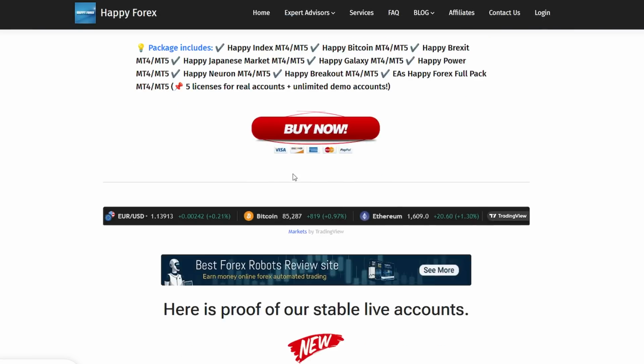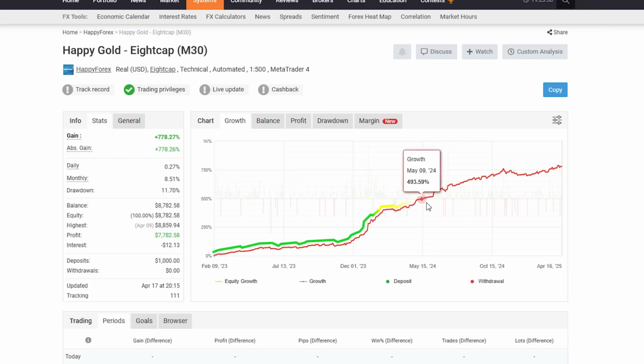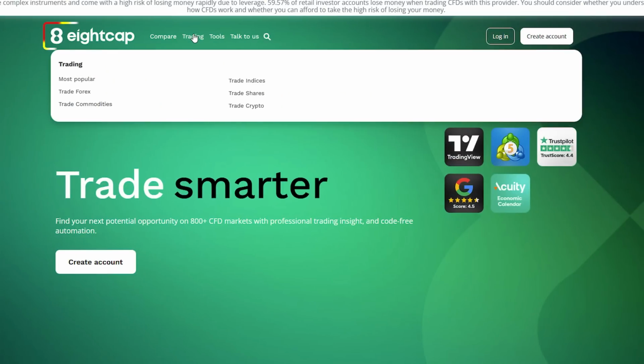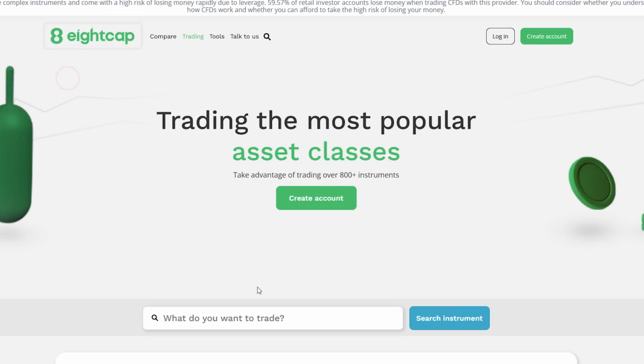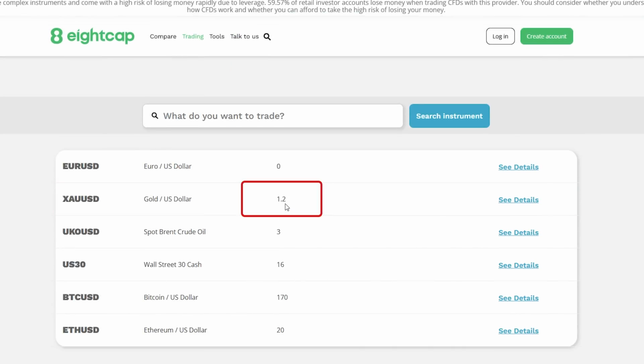Now the first account I'll be starting today is with the Happy Gold, which has a great track record from the vendor, and that's a live account on Eightcap, and it is M30. This is the scalping version of the Happy Gold. So far on most of my accounts I have the recovery version, but now I want to put the scalping bot on another 1k account with Eightcap because their conditions for the gold are great. The spread is around 1.2, which is obviously very important for gold scalping robot. I'll leave the link to Eightcap down below in the description, guys.